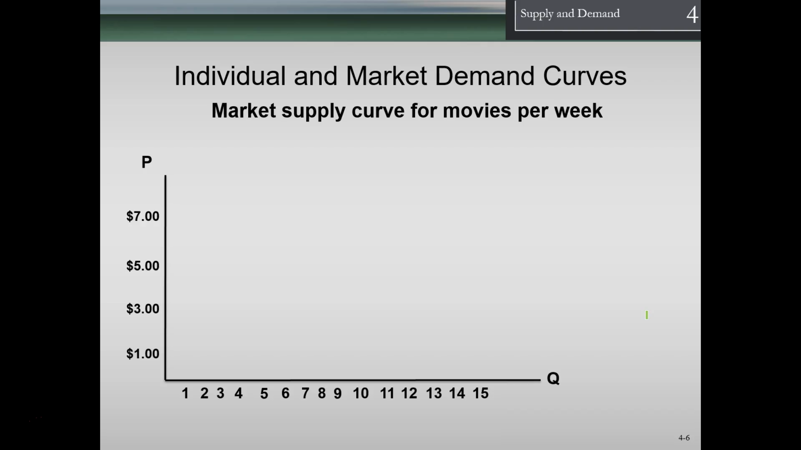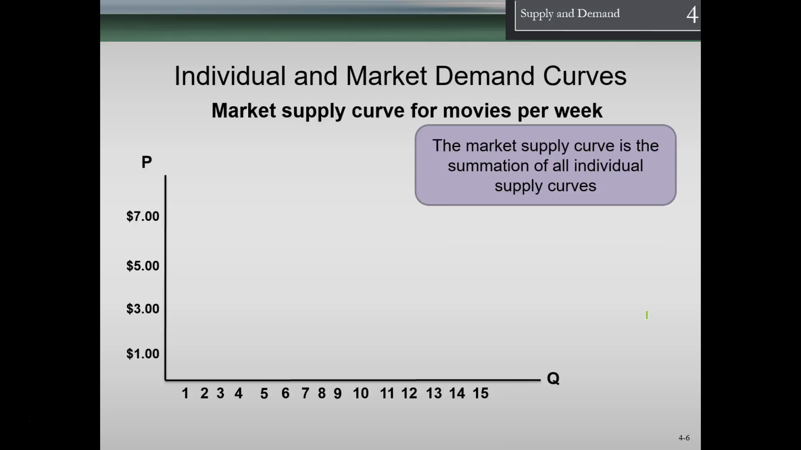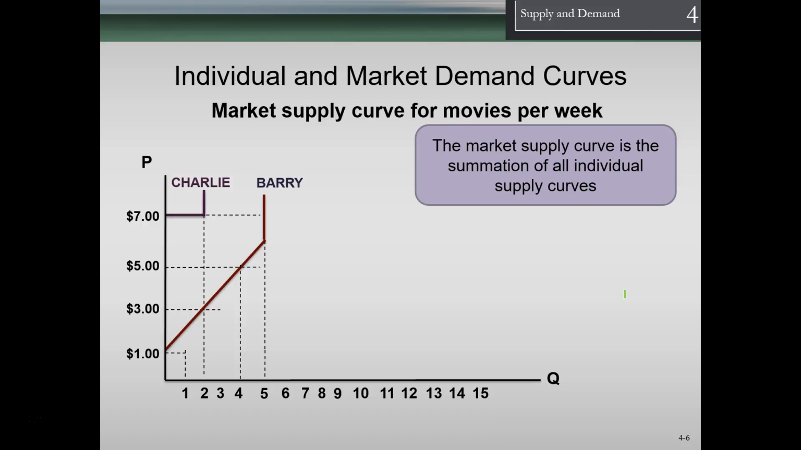Of course, we can graph that out, which is what we'll take a look at now. The market supply curve is the summation of all individual supply curves. So if we look at the individual supply curves, here's Charlie, not going to enter the market until the price gets up to 7. And here's Barry, who is going to produce more at any given price, and Ann is going to produce more at any given price.